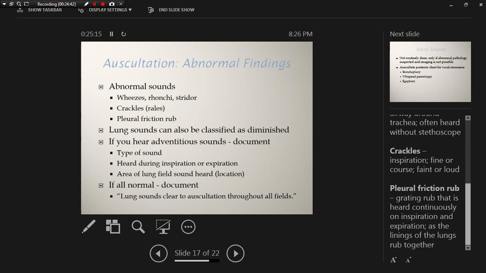Pleural friction rub is pretty characteristic. You don't hear it a whole lot. But when patients come in and they've got pleurisy or they've actually got a pleural effusion, where fluid has actually built up within the pleural linings of the lung cavities. When you breathe in and out, the linings of the lungs can actually rub together and create this grating sound. And you're going to hear it continuously throughout inspiration and expiration.